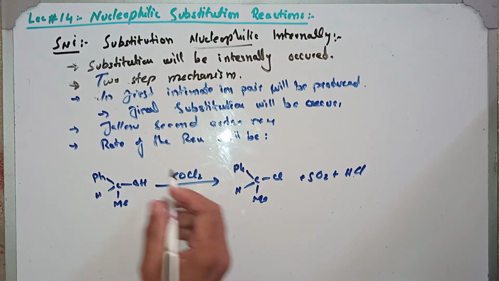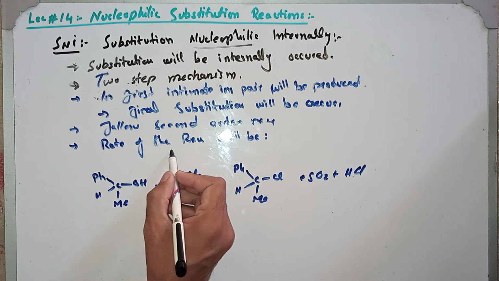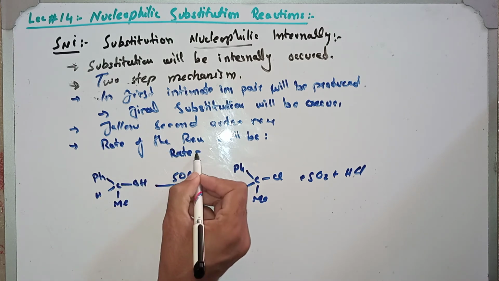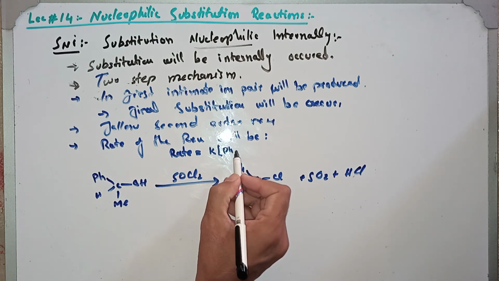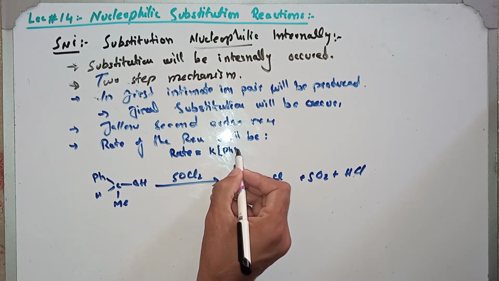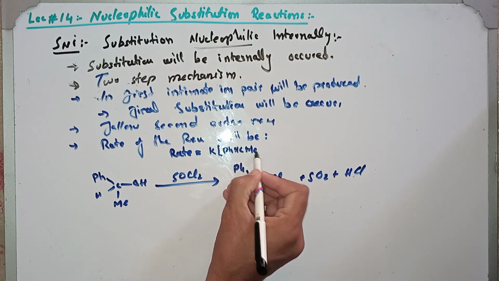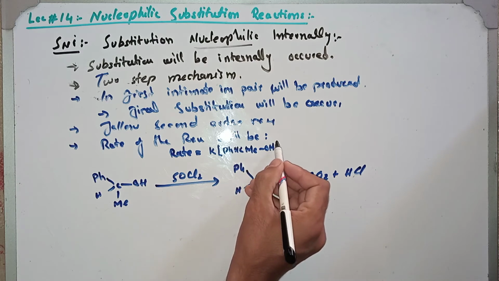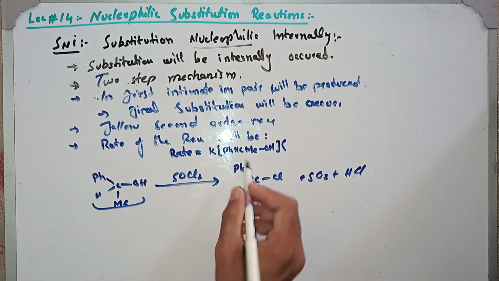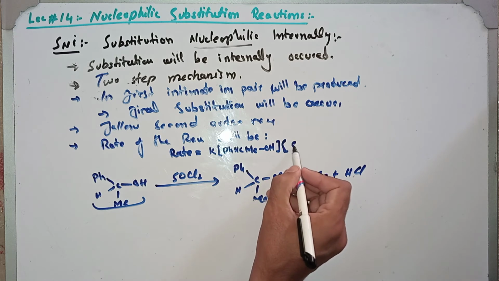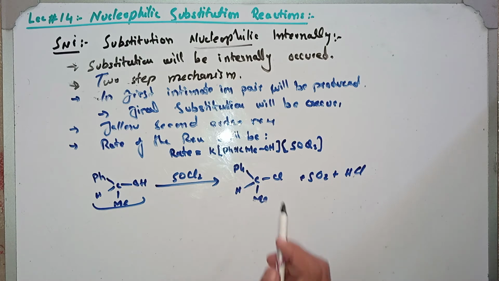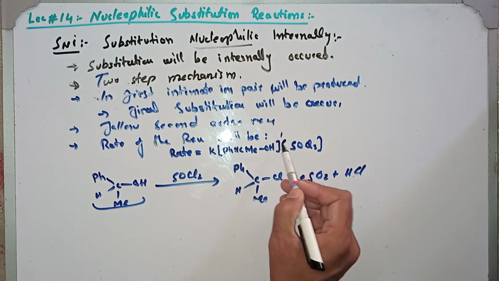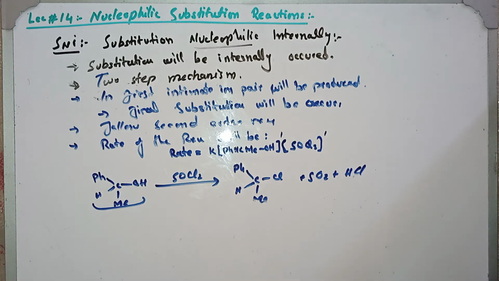So for this reaction, the rate of the reaction will be k, and it will directly depend upon the concentration of the alcohol, the OH compound. After that, it will also depend upon SOCl2. So the rate of the reaction will be like that. That will be a second order reaction. The order with respect to this is 1, the order with respect to this is 1, so the total order will be second order.